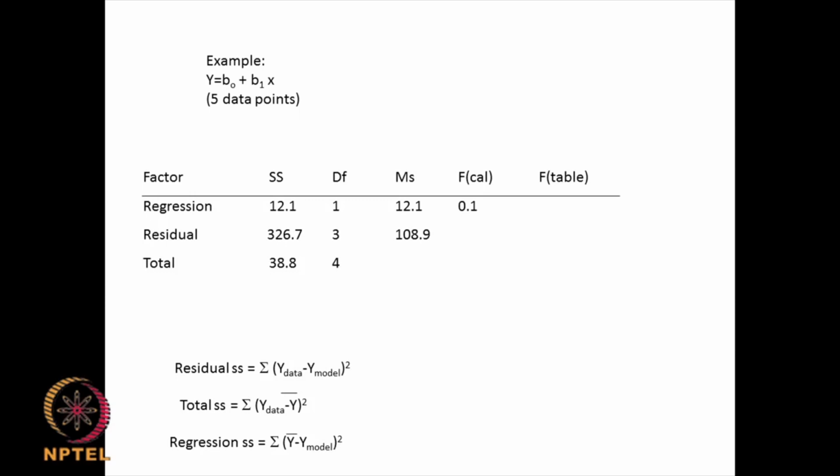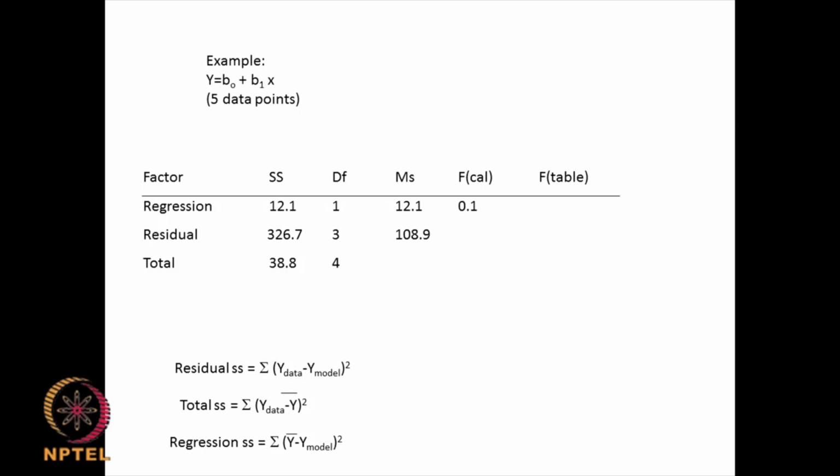The H naught is that there is no relationship; H1, or Ha, is that there is a relationship. So if the F table value is lesser than the F calculated value, obviously we can say there is a relationship.